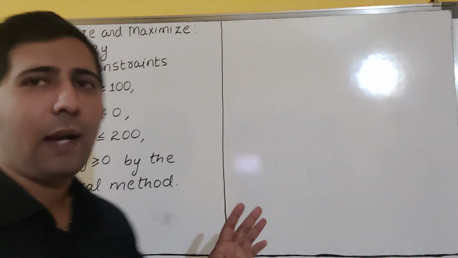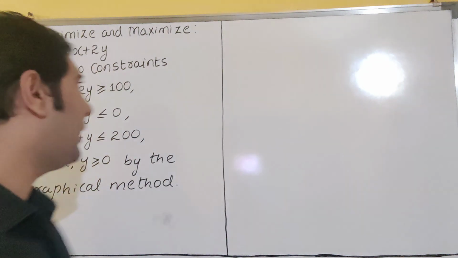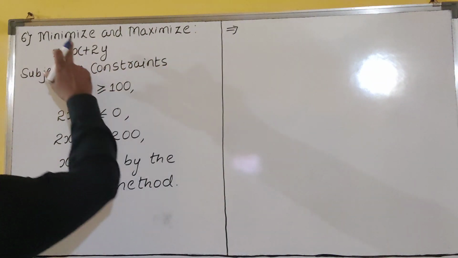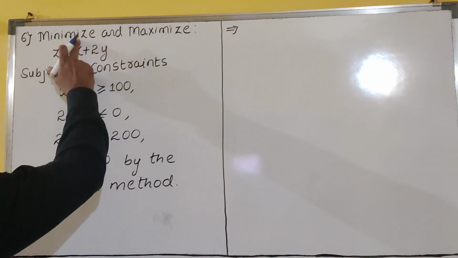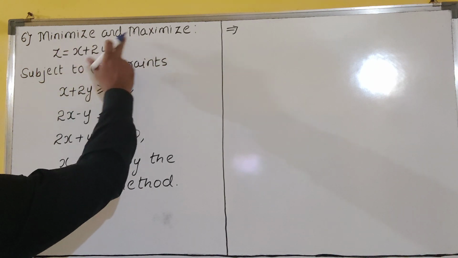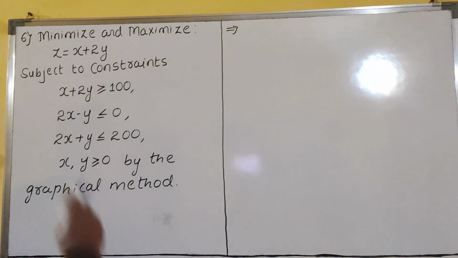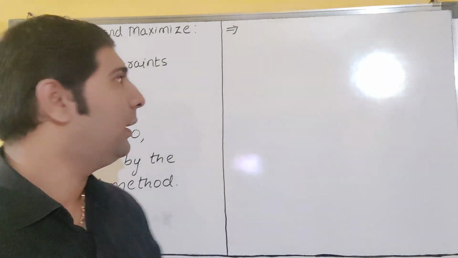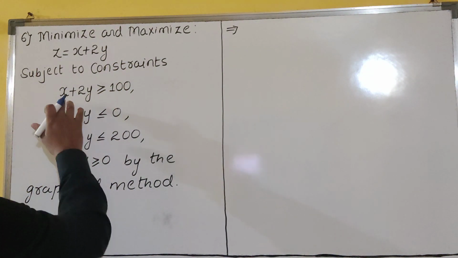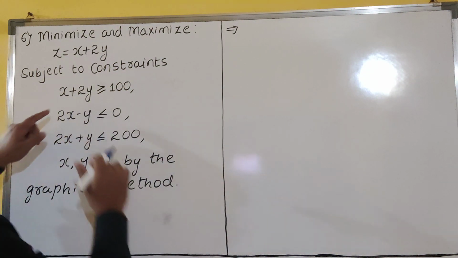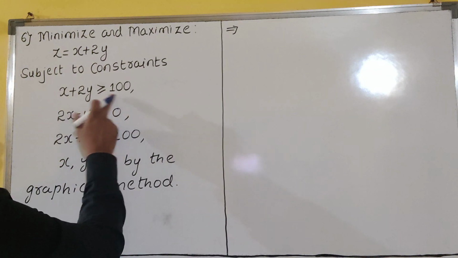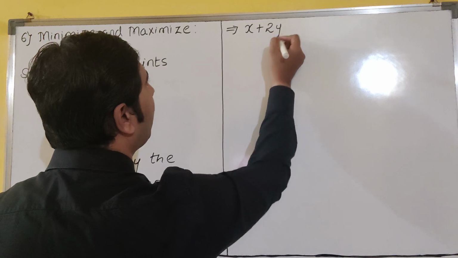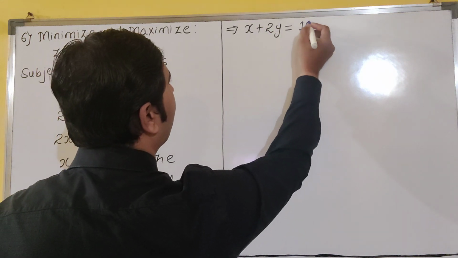So we have to draw the graph here, which means we require points. So let us find the points, dear students. How to find the points, you see here? We have to maximize and minimize z. Minimize means minimum value, maximize means maximum value, dear students. So how to find the points for this? In the last video I had already told you to equate this one. Equating means x plus 2y is equal to 100.